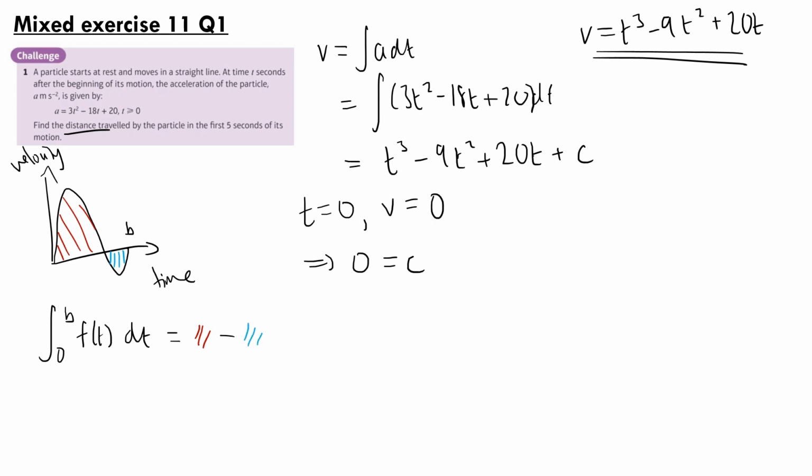So to combat this, if we call this point here a, we have to find first the integral from 0 to a of the function and add that on to the modulus of the integral from a to b of f of t dt, as we know that this here will be a negative value.